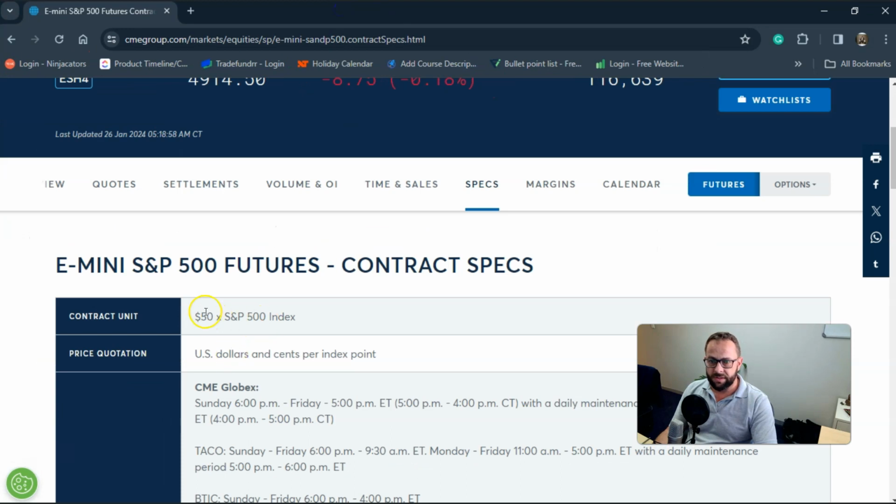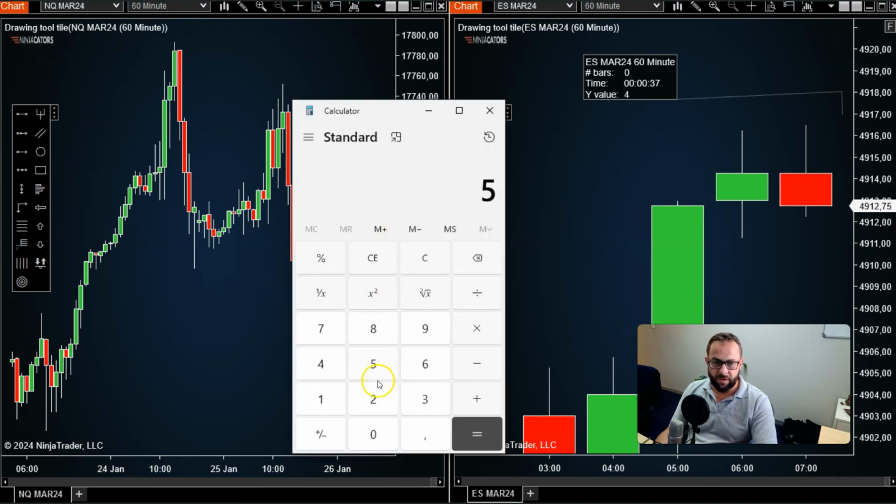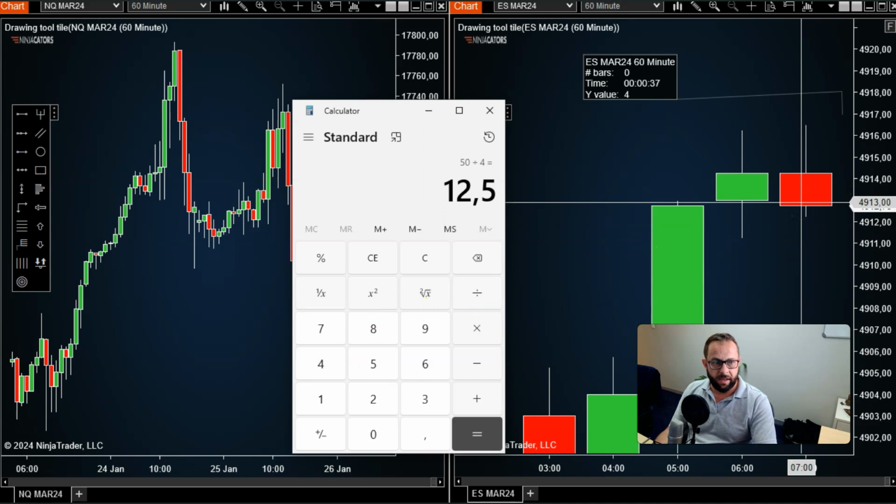Here it mentions that each unit is worth $50, and all that really means is for the ES, if you divide 50 by the 4 ticks involved in 1 unit, each tick that the ES moves is worth $12.50. It's very important to understand, especially from a risk perspective, what that tick value is per point as well as per tick. So $12.50 per quarter is what the ES moves per tick.